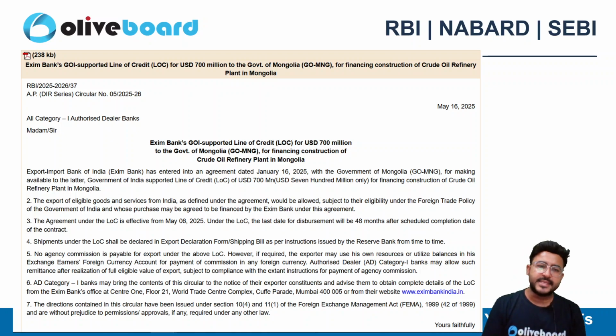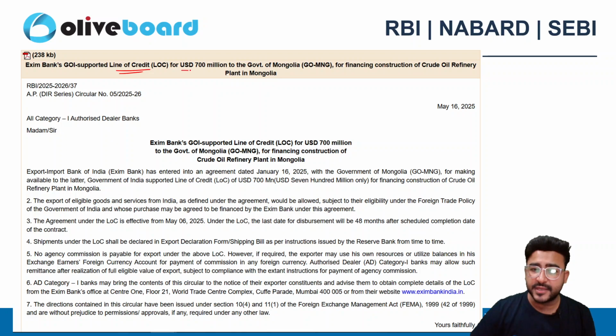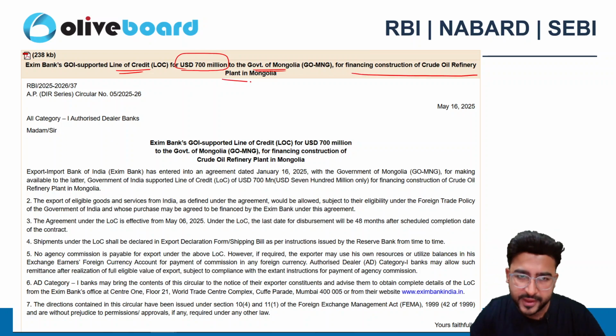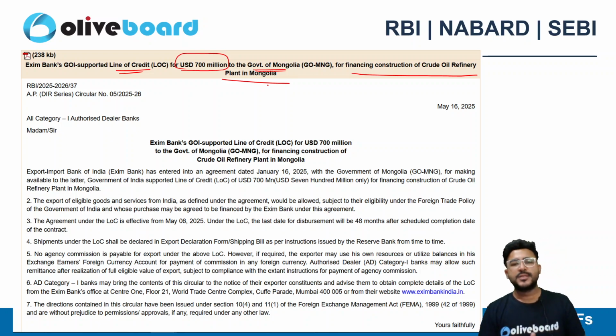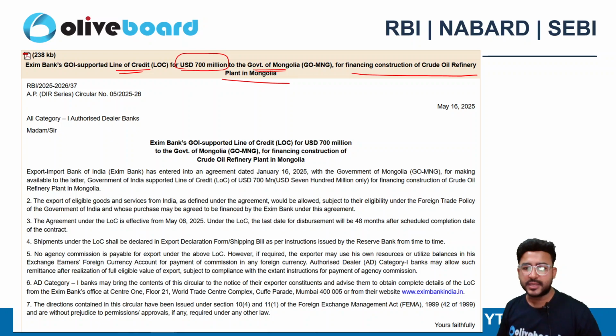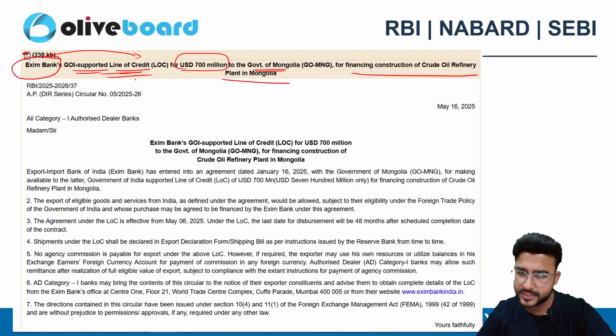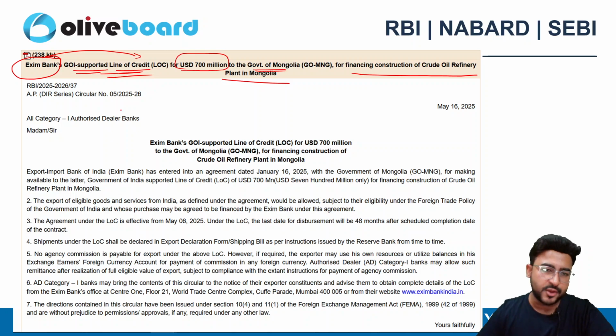Next, Exim Bank has offered a GOI supported, Government of India supported, line of credit of $700 million to the government of Mongolia here, right? That too for financing the construction of a crude oil refinery plant in Mongolia. Okay, so this money will be used in constructing the crude oil refinery plant in Mongolia. It is facilitated by Exim Bank. The government of India has supported this LOC. Okay, LOC is nothing but line of credit here, right?